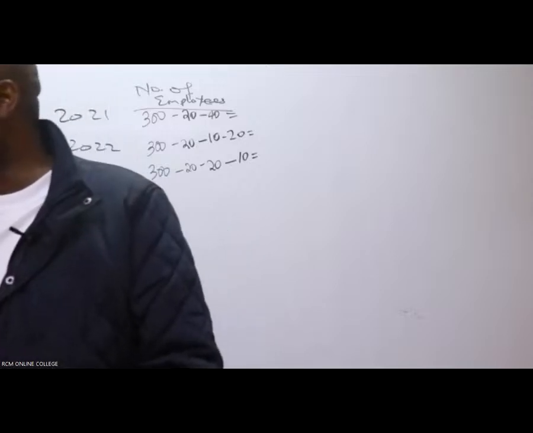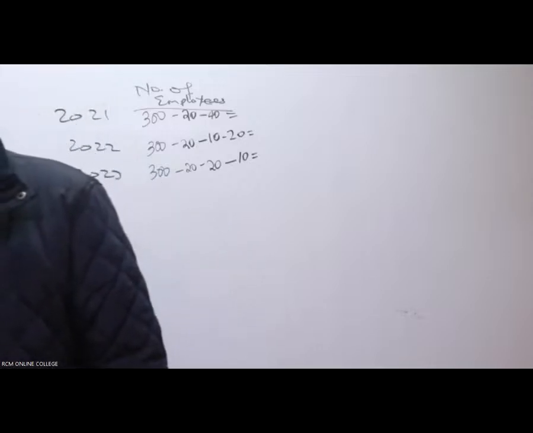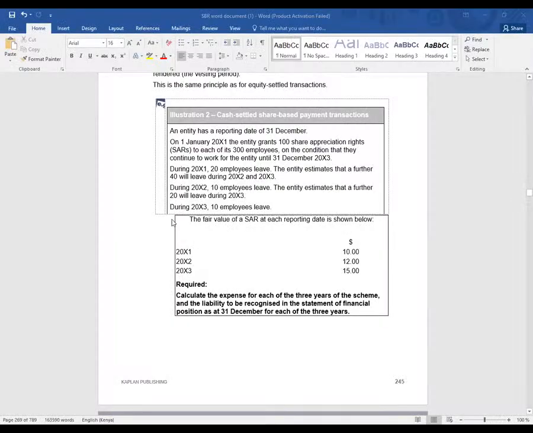Okay, 2022, only 10 left. Let me check here. Great questions are coming here. So we are told here, on 1st January 2021, the entity grants 100 share acquisition rights to each of its 300 employees on condition that they continue to work for the entity until 31st December 2023. During 2021, 20 employees leave. The entity estimates that a further 40 will leave.